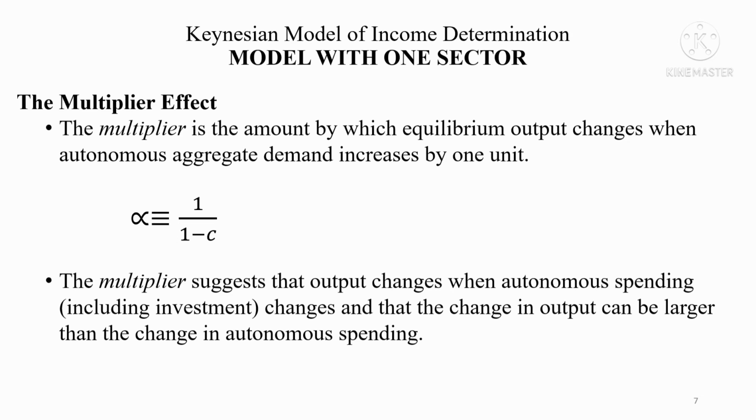The multiplier is the amount by which equilibrium output changes when autonomous aggregate demand increases by 1 unit. Mathematically, we denote the multiplier as alpha, the Greek letter alpha. So the multiplier is equal to 1 over 1 minus c. The multiplier suggests that output changes when autonomous spending changes, and that the change in output can be larger than the change in autonomous spending.